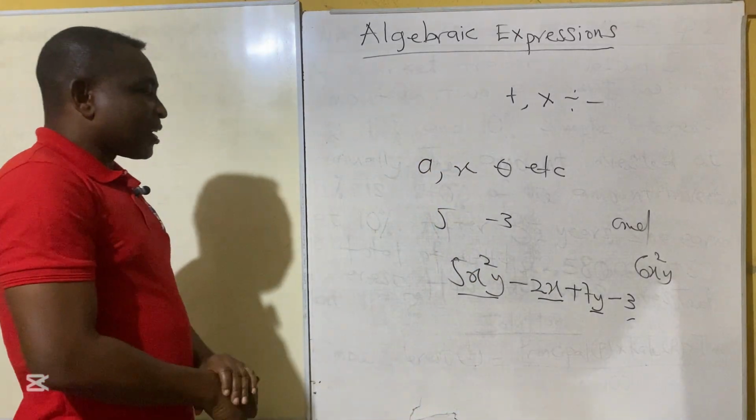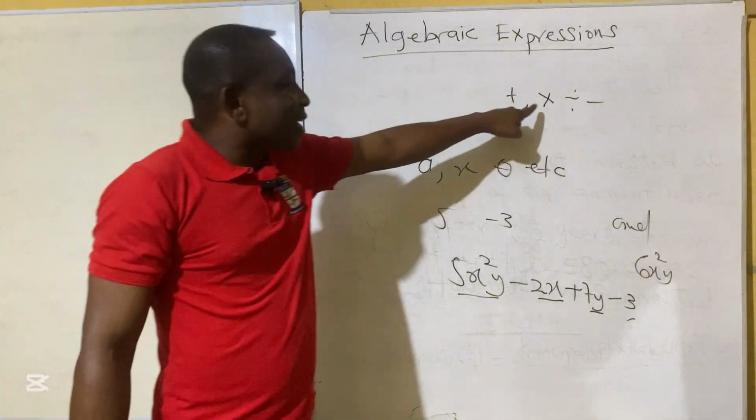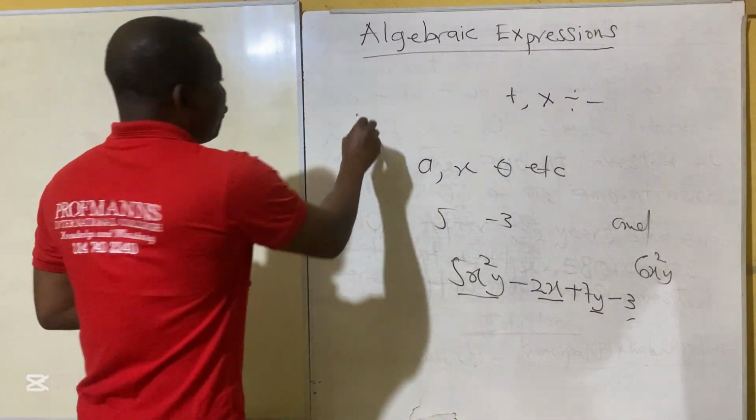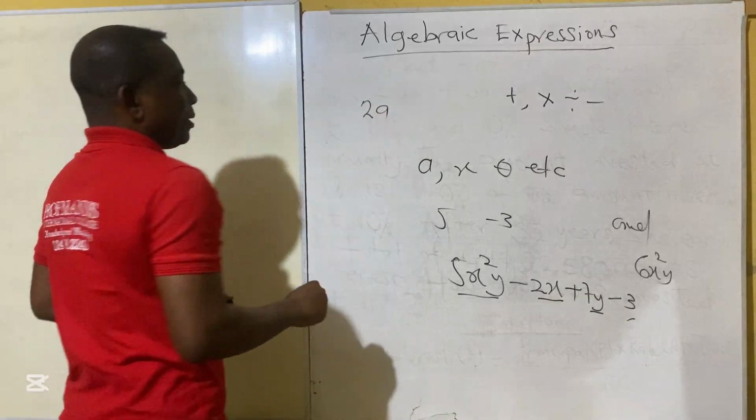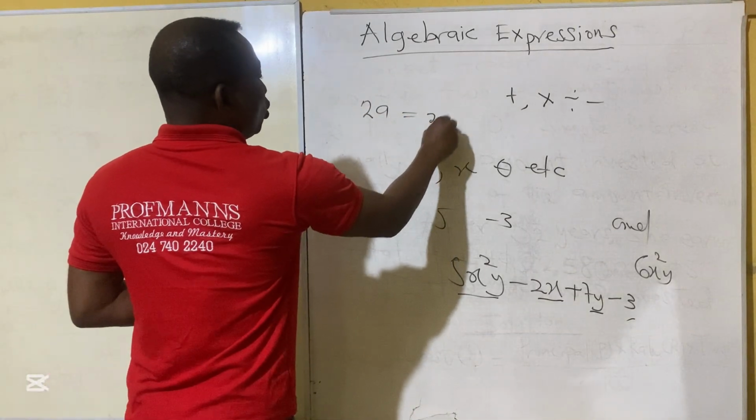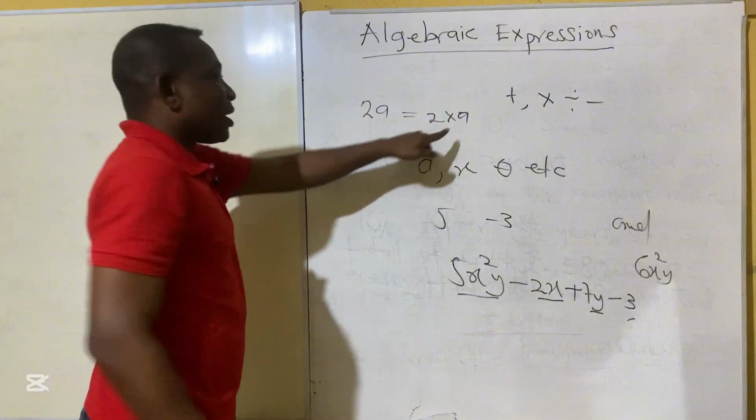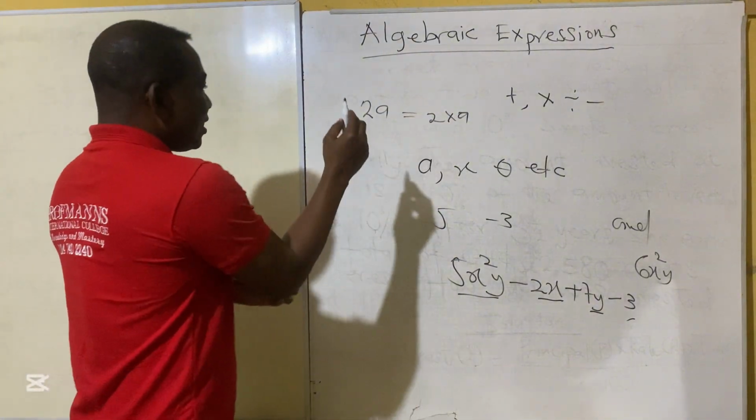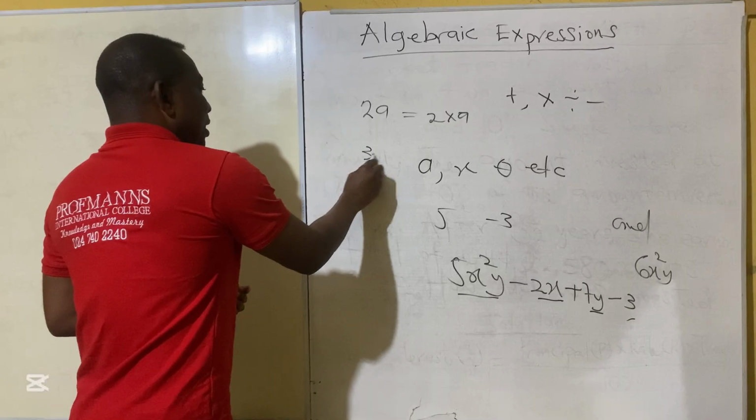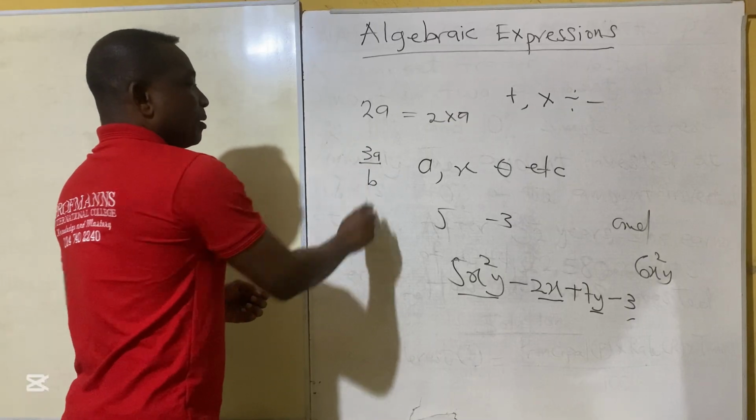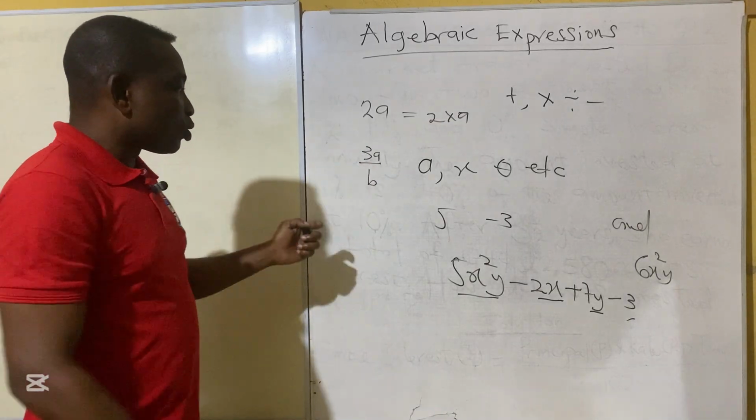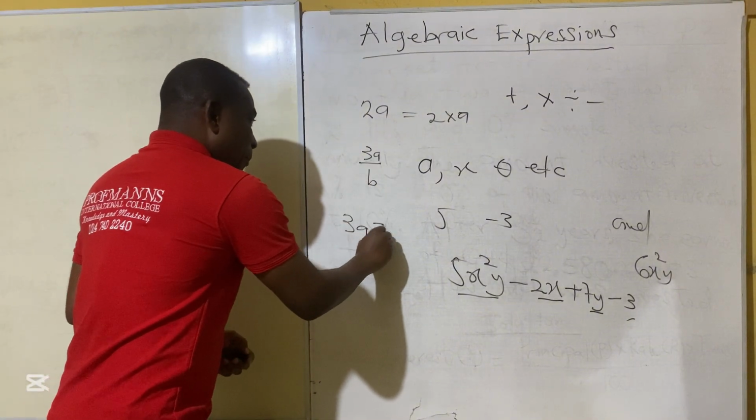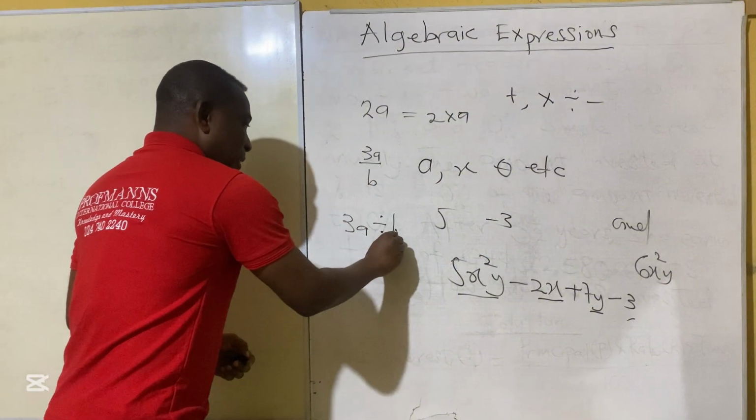Now, in an algebraic expression, the multiplication and division signs don't show. For instance, 2a is the same as 2 times a. So the multiplication sign did not show. And again, we have 3a over b. The division sign here is also not showing. It's the same as 3a divided by b.